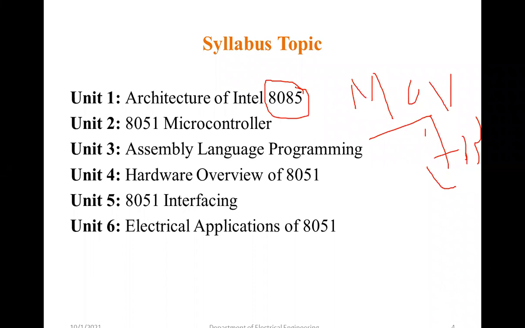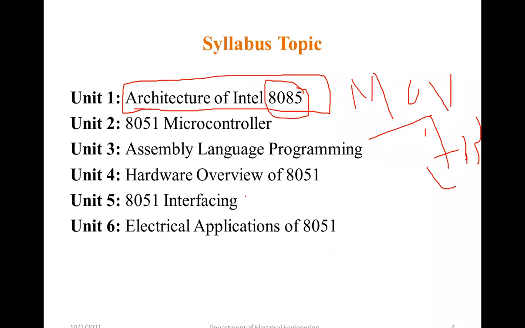All the assembly language you write in the 8085, the same assembly language you have to write in the 8051. The only difference is in the instructions. If you understand the instructions in the 8085, you only have to change the names of the instructions, and the same program can be done in the 8051. So this is the first part of your syllabus, the first chapter and first unit, the 8085.